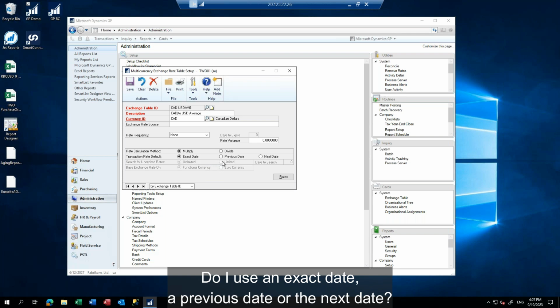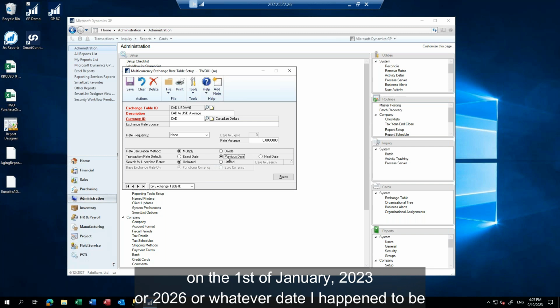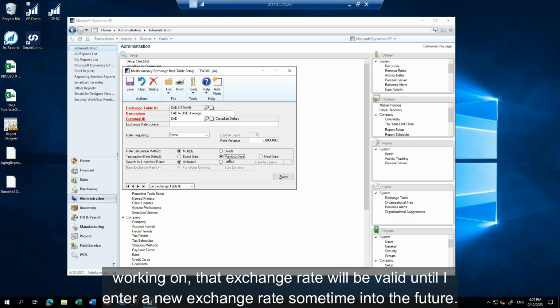Do I use an exact date, a previous date, or the next date? This one is, personally, I like the previous date. So that means that if I enter in an exchange rate on the 1st of January, 2023 or 2026 or whatever date I happen to be working on, that exchange rate will be valid until I enter a new exchange rate sometime into the future.